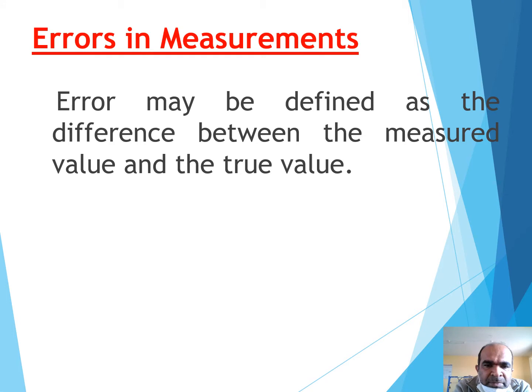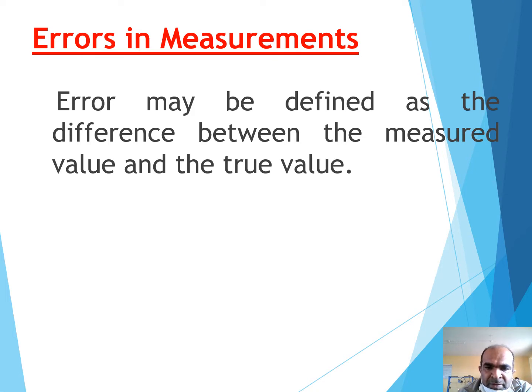We are discussing the measuring instrument chapter. In today's class we will discuss errors in measurement. So let us see what an error is. Error may be defined as the difference between the measured value and the true value. So whatever the measured value and the true value are, that difference is known as error.